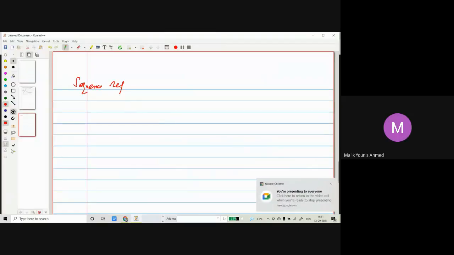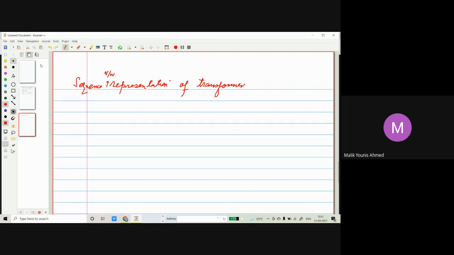Okay, so we are continuing with the same topic, the sequence network representation of transformer. Last time I explained one case of how we derive all the equations. This time, we are going to use the results only. Okay, I will repeat again.